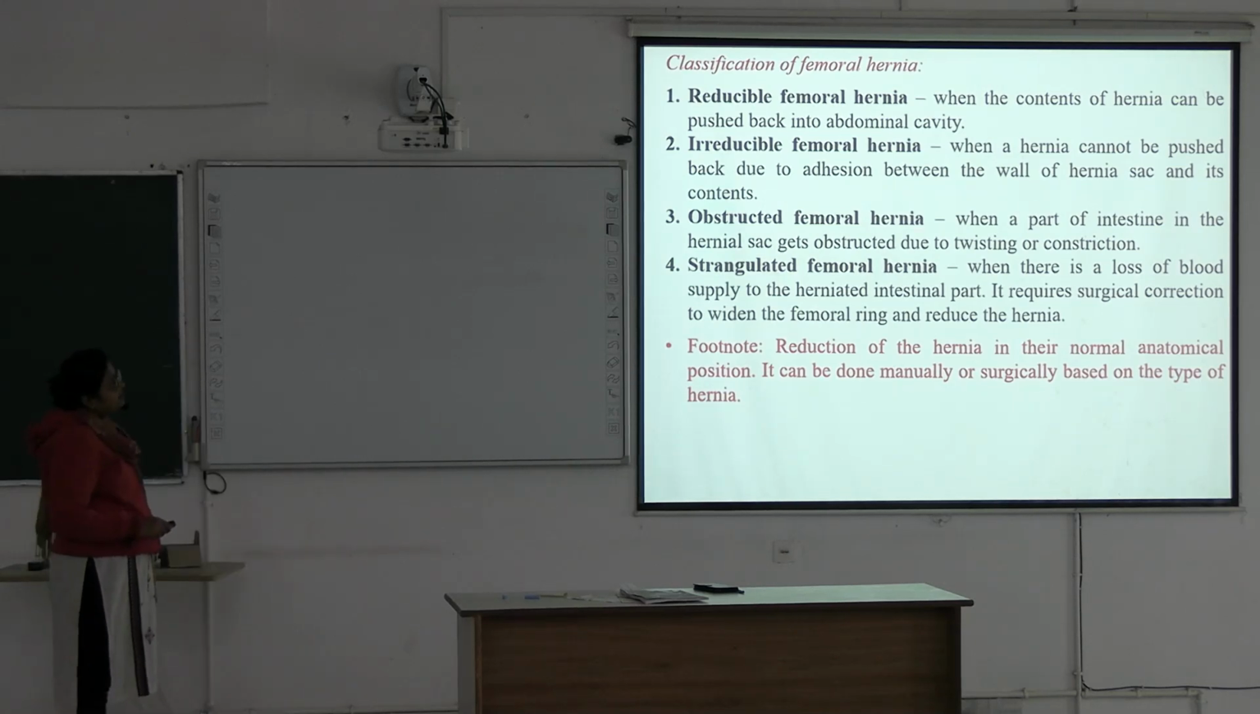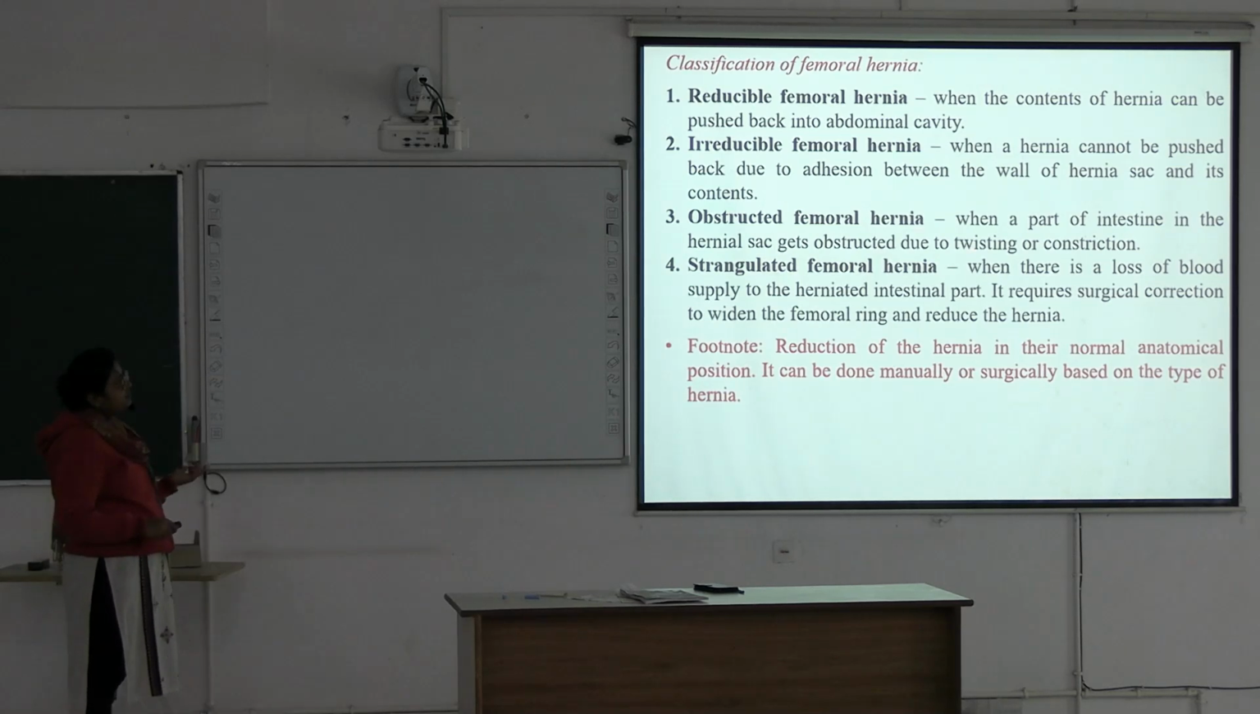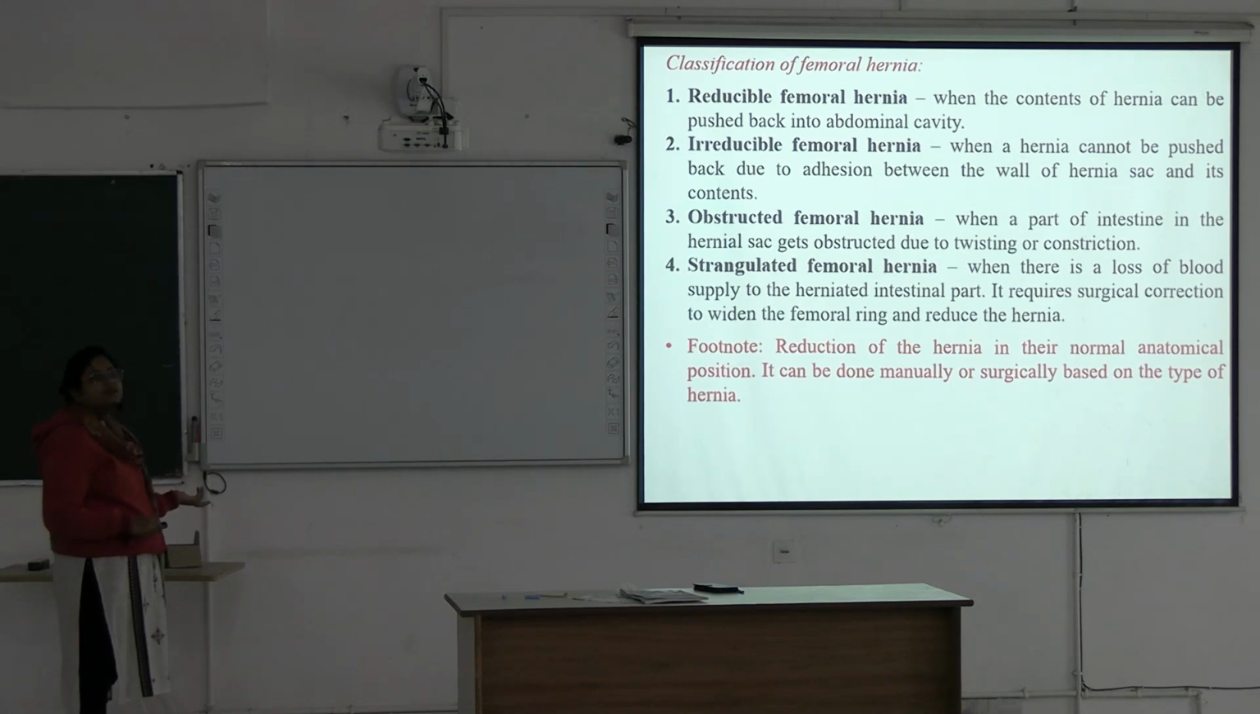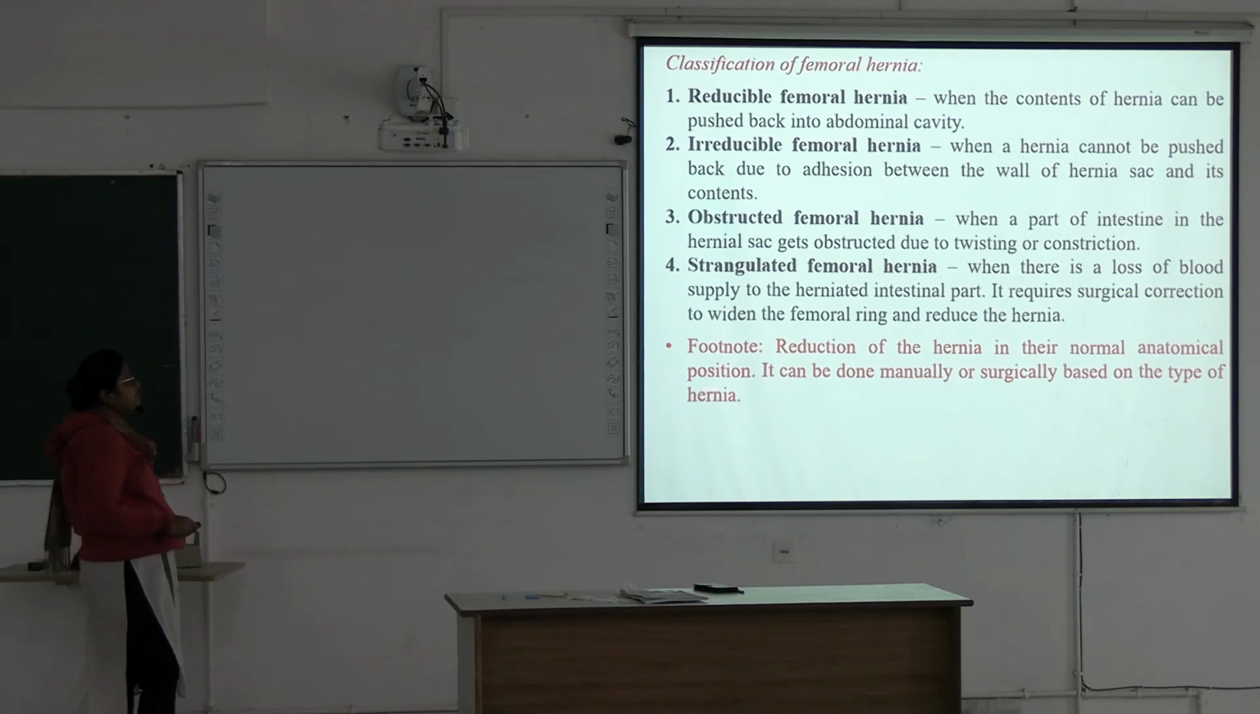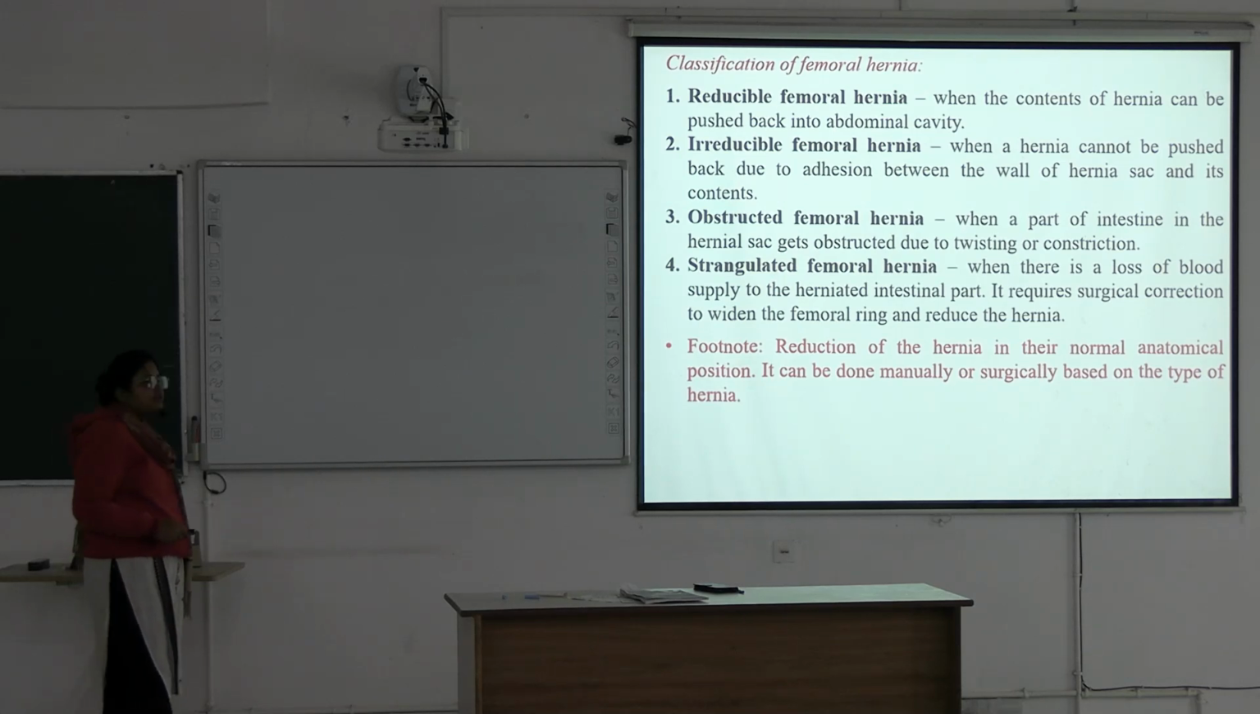And in obstructed hernia, loss of blood supply has not occurred, but there is twisting of the hernial sac, and this will ultimately lead to a strangulated femoral hernia. So, reduction of the hernia to its normal anatomical position can be done manually or surgically based on the type of hernia.